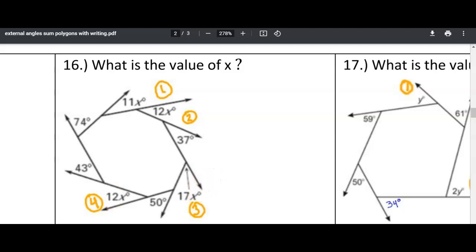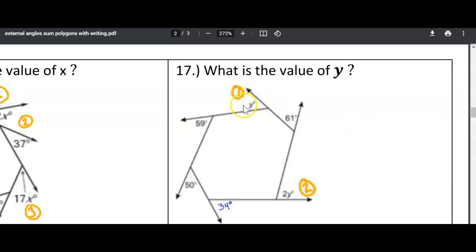Okay, let's move on to 17. Okay, go ahead and find the value of y, and then 2 times y for this one.